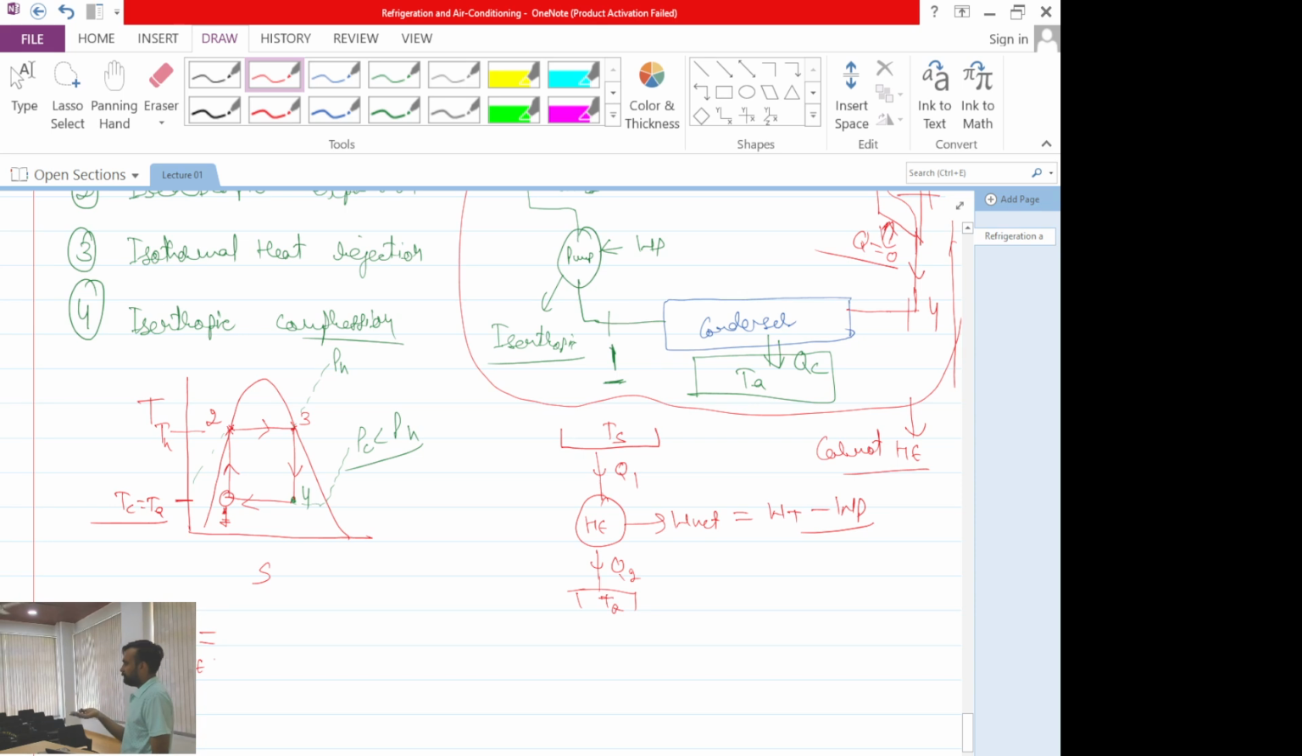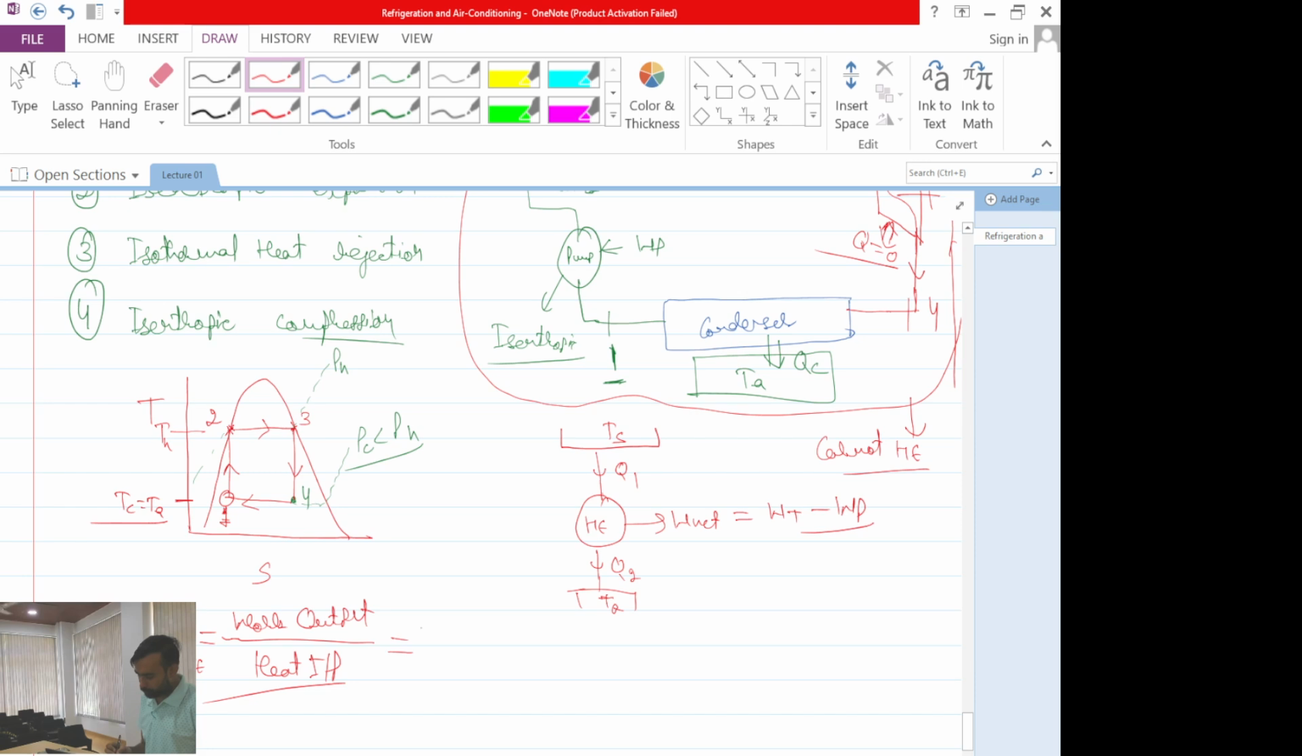What is efficiency? Efficiency is always desired output by input. What is desired output? For a heat engine, desired output is work done, the net amount of work output. And to achieve that work output, what supply are you adding? You are adding heat, so in the boiler you are adding heat. So heat input is basically the input.